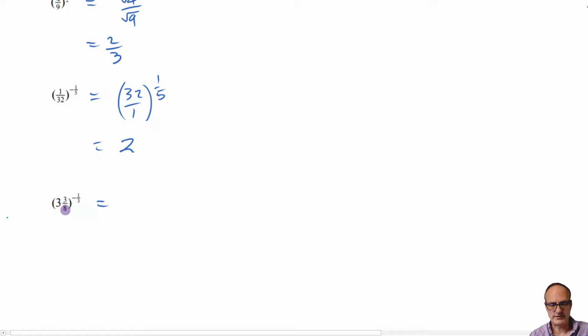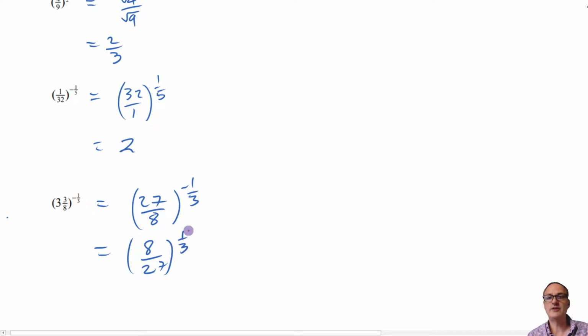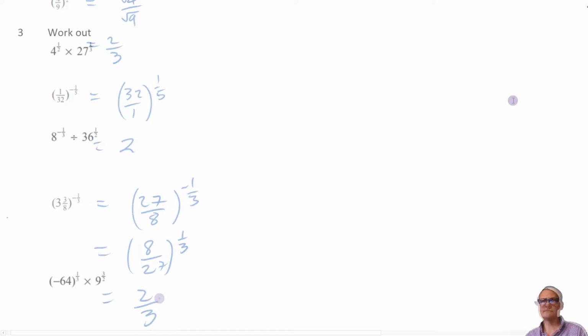Now we've got here 3 times 8 is 24. Remember what I said about turning these into top-heavy fractions? So we get 27 over 8 to the minus 1/3. Flip it to get rid of the minus. So we get 8 over 27. And 1/3 means cube root. And we're going to cube root both the top. So the cube root of the top is 2. And we're going to cube root the bottom to get 3.